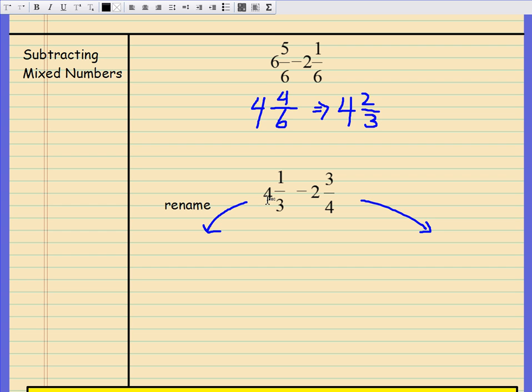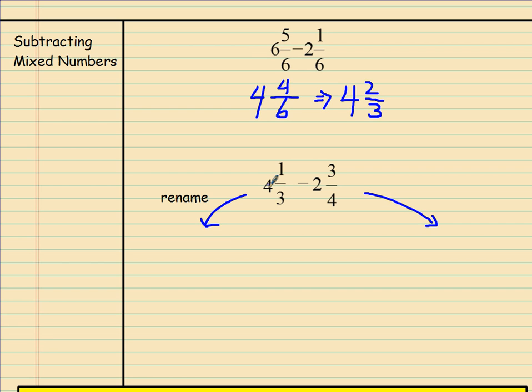from the whole. What we do is we subtract a whole, so the 4 becomes a 3, and we use that extra whole to break it into thirds. So that whole that we took out, we break it into 3/3. We add this fraction, it becomes 4/3. This one we don't have to do anything, so we just keep this. And we're back to a subtraction problem.